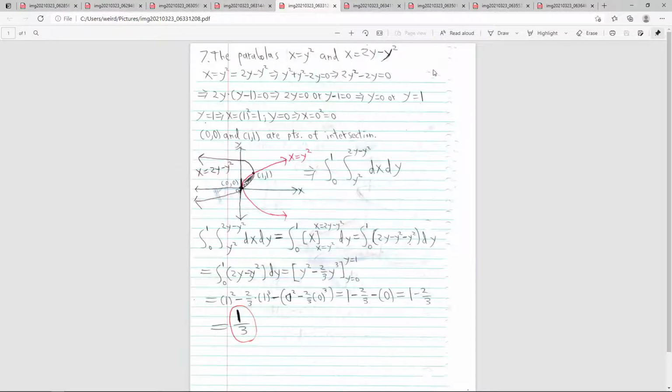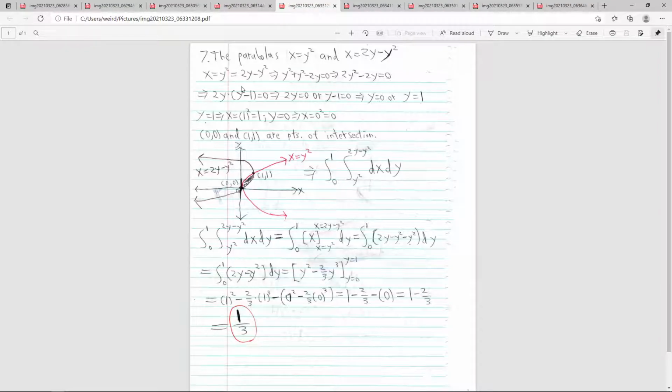The parabolas are x equals y squared and x equals 2y minus y squared. Okay, we have to do some work here, but it's not extremely difficult. I tried to sketch it, and it's kind of hard. It should be a little bit bigger looking, I think, but it's really hard to sketch this because it's two parabolas intersecting. Without software, it's not going to be as nice.